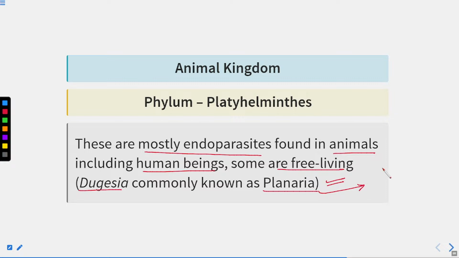You must have studied in class 10th planaria showing the process of regeneration. If you cut this planaria into 3 parts, each part will develop into a new planaria, right? Its scientific name is Dugesia. This phylum mostly constitutes endoparasites, and some are endoparasites of human beings also.